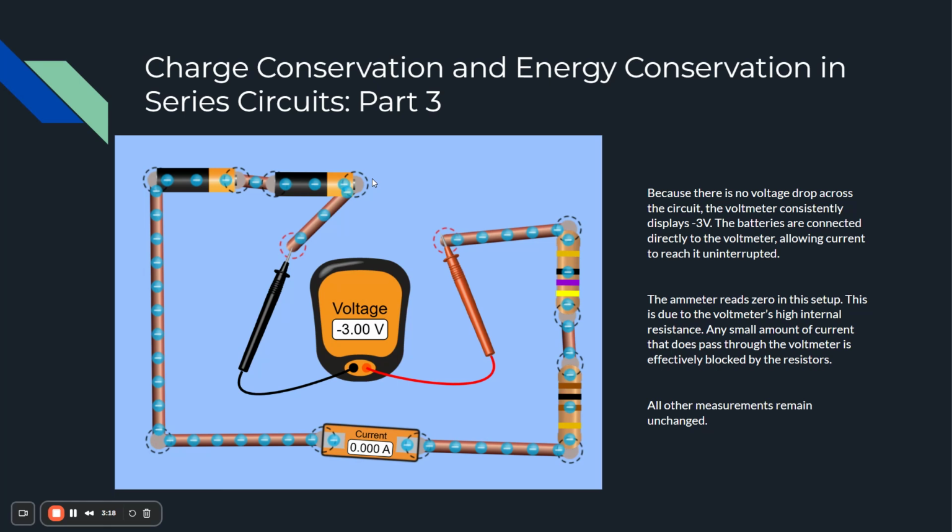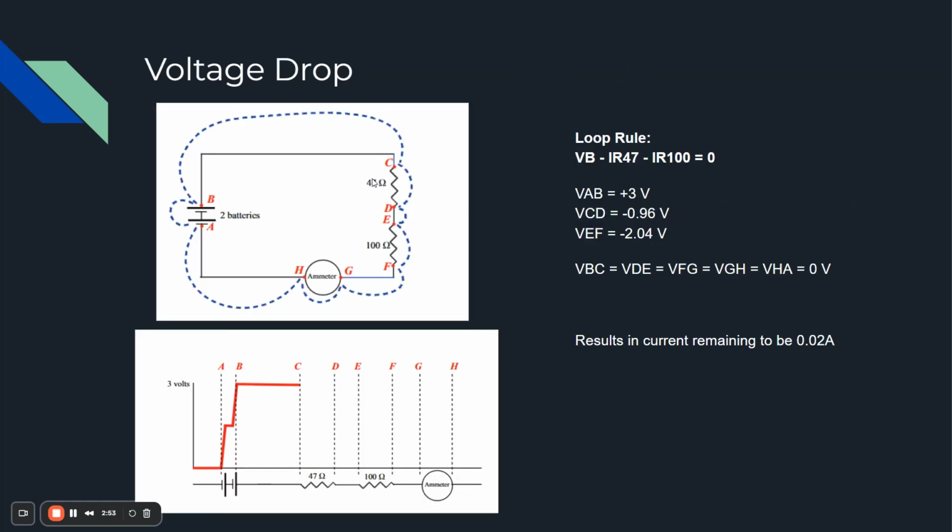And here is part three, where we involved adding a voltmeter. Since the voltmeter had extremely high resistance, it drew almost no current, and it showed a steady reading of -3 volts, and the ammeter registered zero current. This makes sense because the voltmeter doesn't allow the current to pass easily, and the circuit didn't have anything else drawing current. And here is the voltage drop, where we use the loop rule, and this allowed us to find out the result in the current remained to be about 0.02 amps.